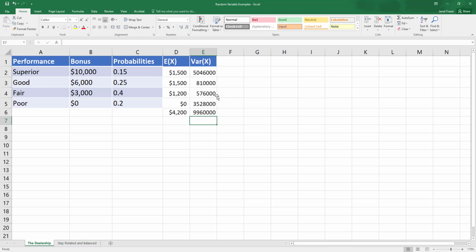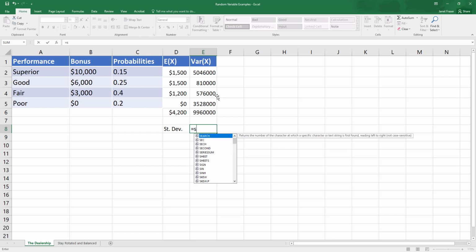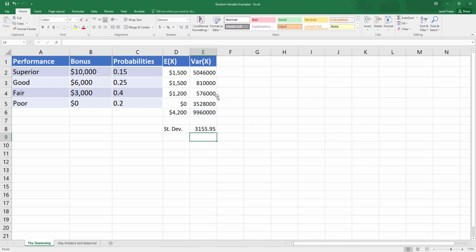It's a big number. Now we could also calculate the standard deviation. Do it down here, by taking the square root of our variance. And that's our standard deviation. It's a bit of a smaller number than our variance.